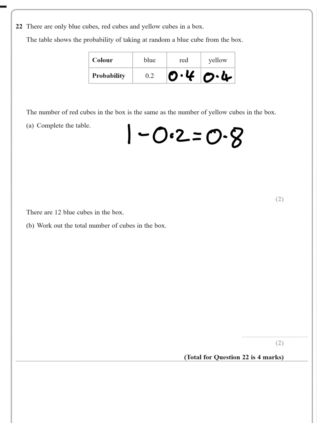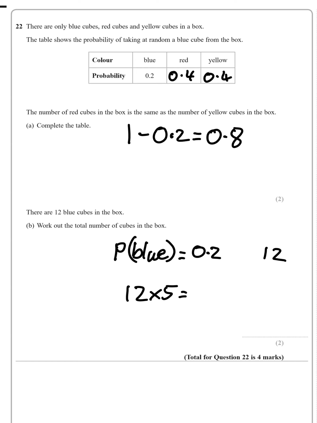0.8 divided by 2 is 0.4. Now, there are 12 blue cubes in the box. So the probability of blue is 0.2, which gives us 12. Now that's a fifth. So basically we need to times that by 5. So 12 times 5 is 60. So actually there's 60 cubes in total.